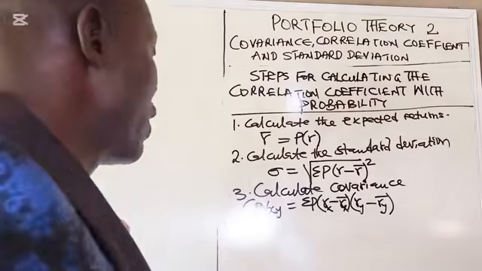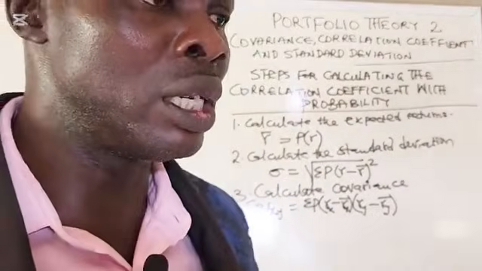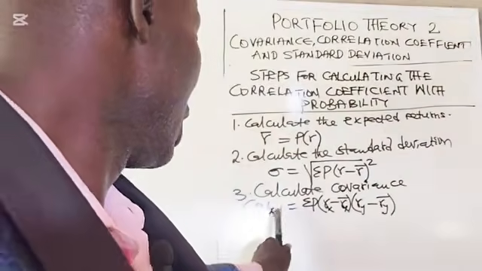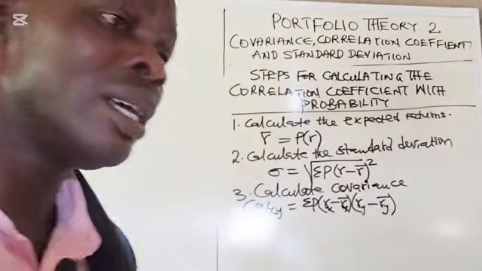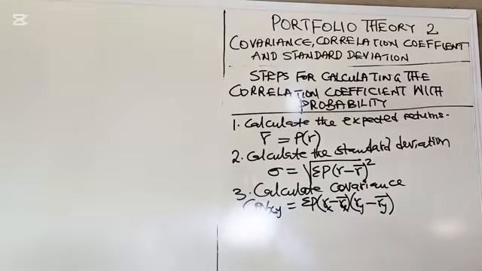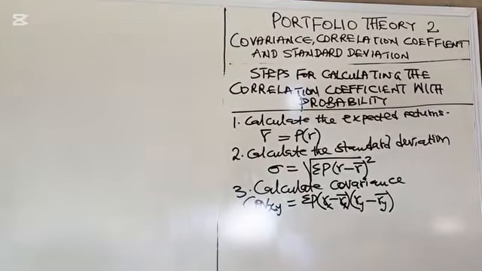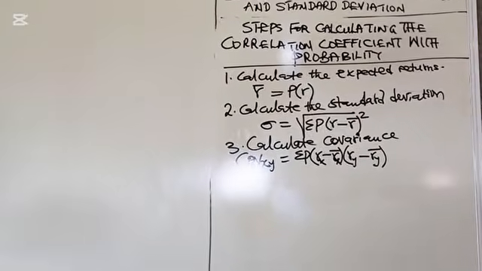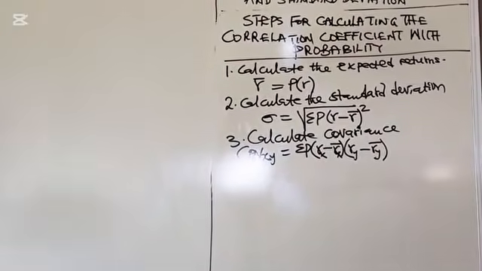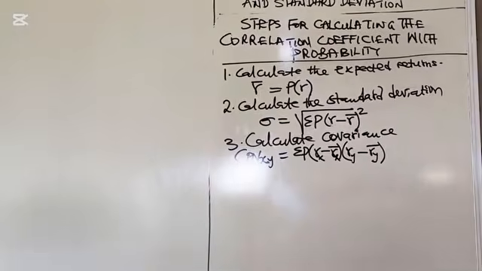So this is the formula for calculating the covariance. Step 4, substitute into the correlation formula. The fourth step is to substitute into the correlation formula. Remember the formula for correlation.